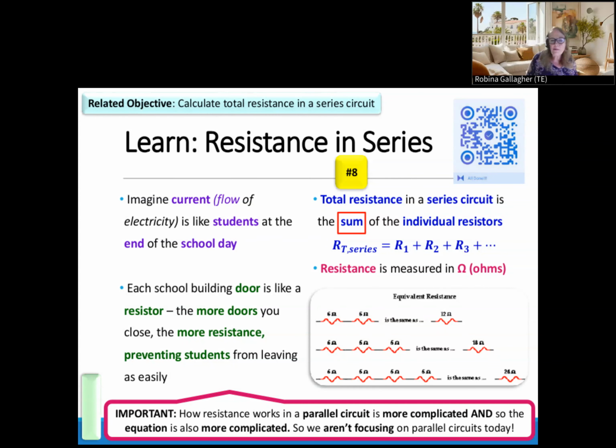And this is question number 8. Let me know when you are finished with question number 8.